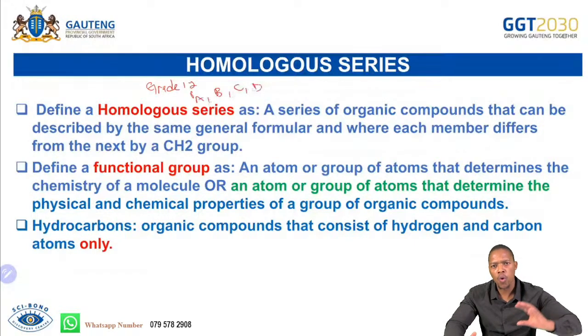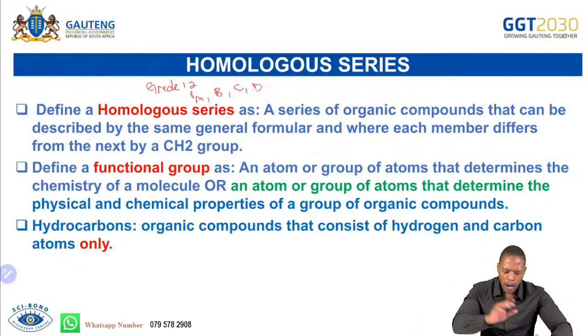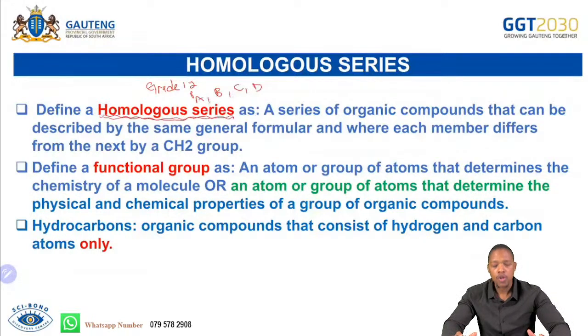Some of them will go into this class, some of them will go into this class, some of them will go into a certain class. Now the whole umbrella of all grade 12 we call what? A homologous series. So all these chains fit under what? Homologous series. So your homologous series is like your grade 12. It is a series of organic compounds that can be described by the same general formula and where each member differs from the next by a CH2 group.